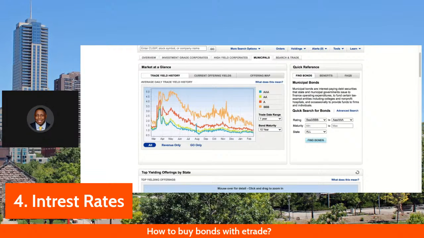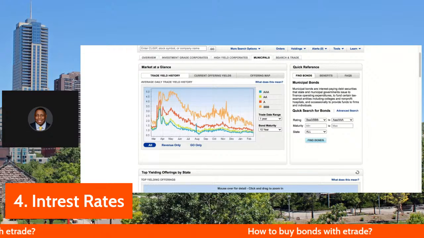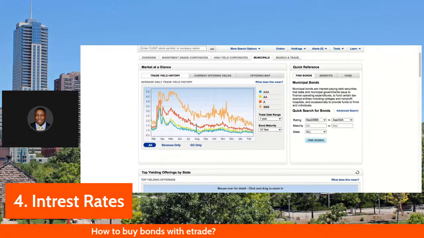Now, also, when I talked about the risk, there's an interest rate risk. As interest rates go up, bond values go down because people move their money around due to interest rates. So what the federal government does with interest rates affects bonds directly. Keep in mind how interest rates affect bonds.